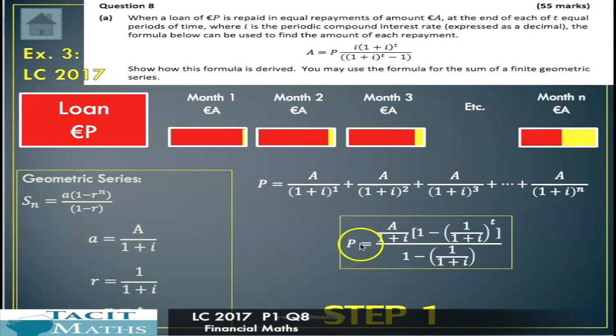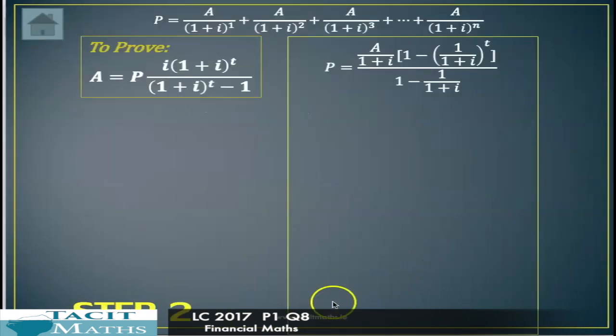Now technically that'll work fine, but we now need to go about the process of rearranging this to turn it into this. So the geometric series part of it is done. Your understanding of loans part is done, but unfortunately now is the hard part, where it's all algebra from now on. So here we go. What we're trying to prove is A in terms of P, whereas at the moment what we have is P in terms of A. So we're just trying to rearrange it so that A is on its own.